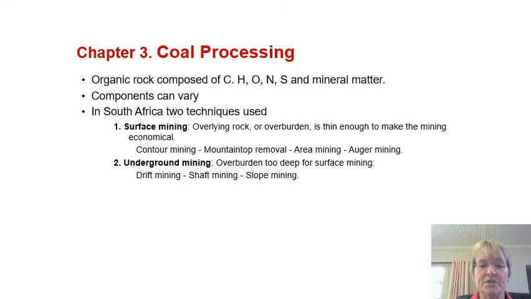And then we had a brief look at the two types of techniques used to do the mining of the coal, to remove it from the earth crust. It is done by surface mining and then underground mining, and it depends on the overlying rock. Whether it is thin enough, then it can be surface mining. If it is too deep, then surface mining cannot be done, and then it needs to be underground mining.